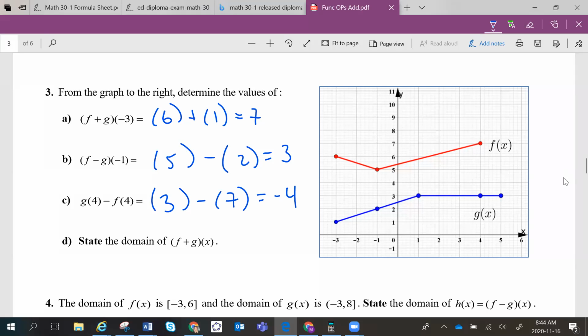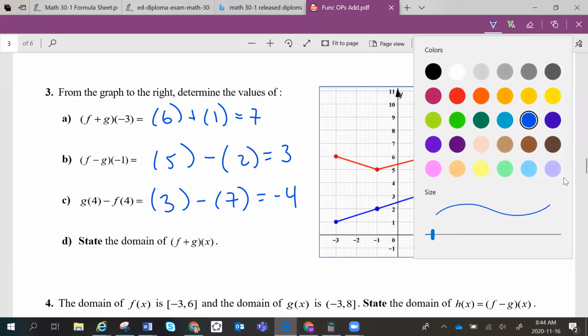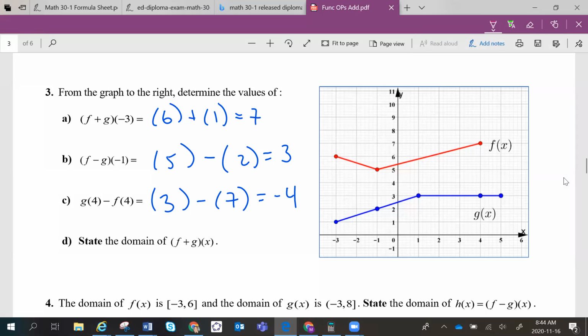State the domain of f plus g. Well, as I just said, we're only adding and subtracting the y values. So I'm going to start over here on the left at negative 3. When x is negative 3, I can add or subtract the y values. I can add or subtract the y values here, and here, and here, and here, and here, and here. Essentially, I can add and subtract the y values wherever they both have a common x value.